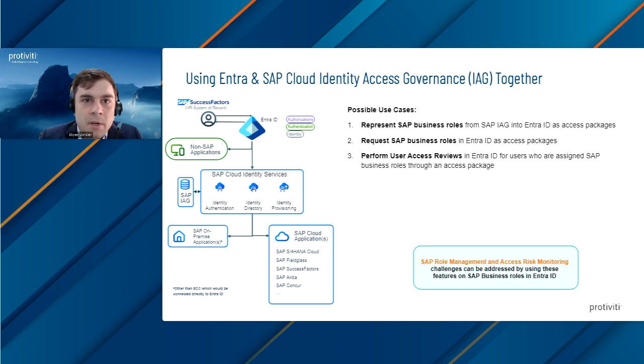I'm going to talk about Entra and SAP IAG as well. So again, thinking about some of those more premium compliance features, this is really a lot of stuff that Sarah covered, but just thinking from an SAP perspective about how you might be able to use these things. SAP business roles in these downstream systems can be represented in Entra ID as access packages and requested as access packages. There's also the ability to perform these user access reviews, recertifications in Entra ID for users who are assigned these things.